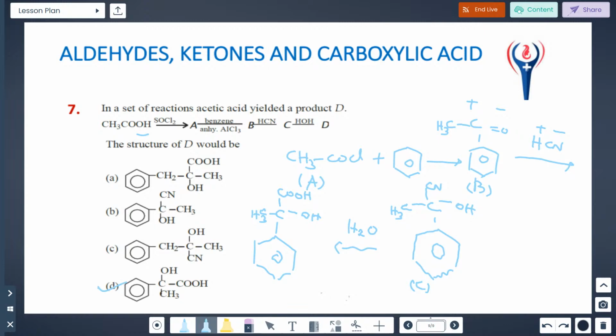Simple. Thionyl chloride converts the OH group into Cl. When you see this, it's called Friedel-Crafts acylation reaction. HCN means it's called nucleophilic addition reaction. Here, hydrolysis: whenever you see CN cyanide, when it undergoes hydrolysis it becomes a COOH group. So option D is the correct one.